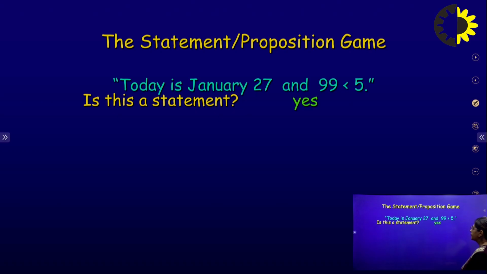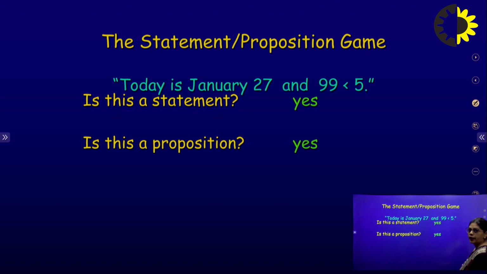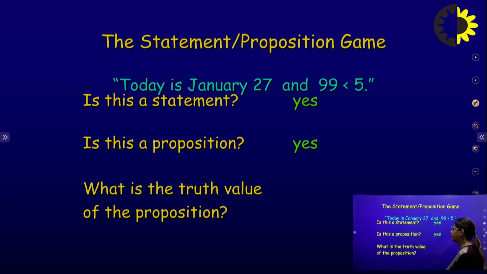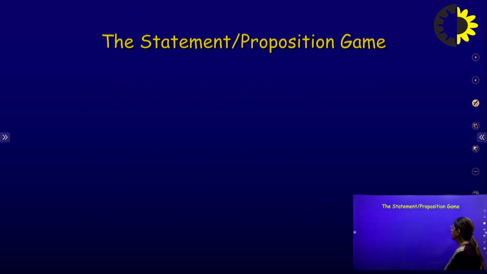Is this a statement? Yes. Is this a proposition? Yes, because we are able to make out whether the statement is true or false. What is the truth value of the proposition? It's false because one of the statements, 99 is less than 5, is always false.